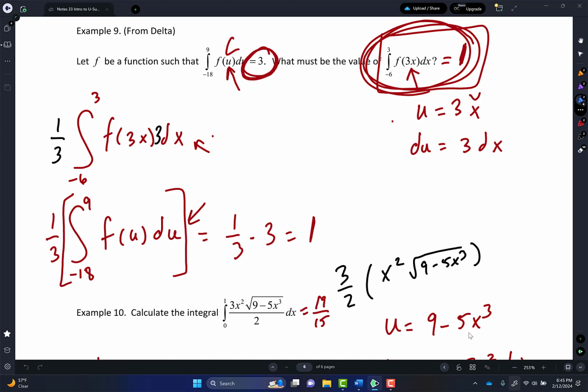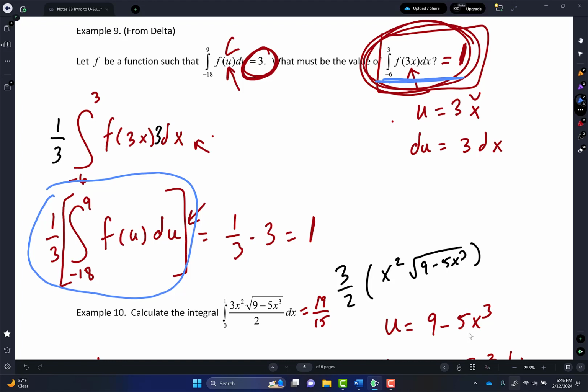All right, guys, I'm coming back in the evening in case I confused you guys, so hopefully the video sounds smoother. What I was trying to tell you earlier is that the integral from -6 to 3 of f of 3x dx is equivalent to 1/3 times the integral from -18 to 9 of f of u du.